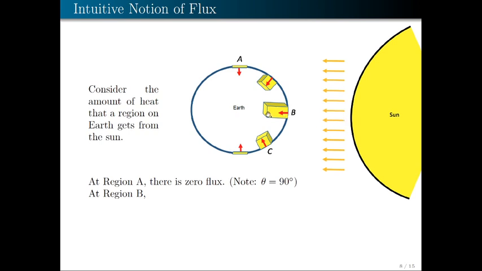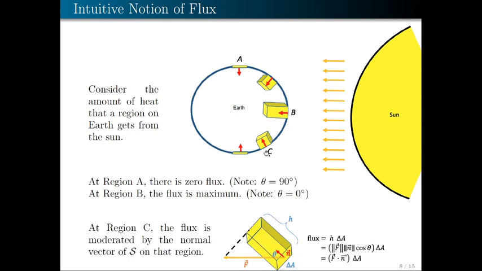So the unit normal vector and the force would make an angle of 0 degrees. And we expect that the flux here would be at maximum. Okay, then we look at this region C here. At region C, we see that C still receives some heat from the sun, but not as much as B, and of course non-zero as compared with A.